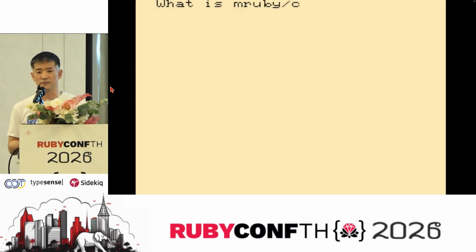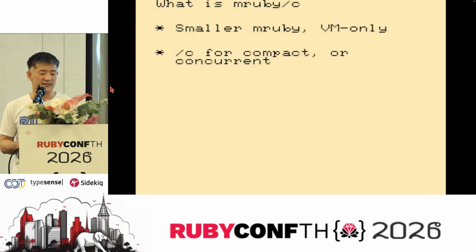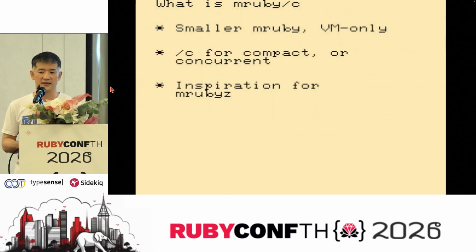And also, I'd like to mention mruby/C, which is a smaller footprint version, more efficient version of mruby. It doesn't perform very well, as in it doesn't focus on performance, but it focuses on smaller footprint. So mruby/C runs in the memory space of usually dozens of kilobytes, and /C for compact or concurrent. And having experience with that, having used that, is one of the reasons why I decided to make my own VM, mruby-Z.